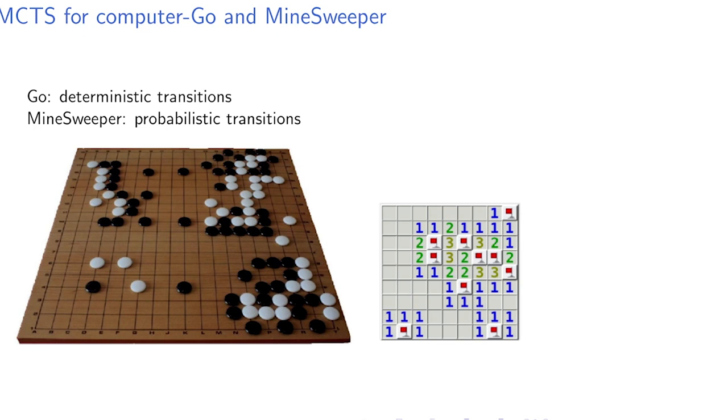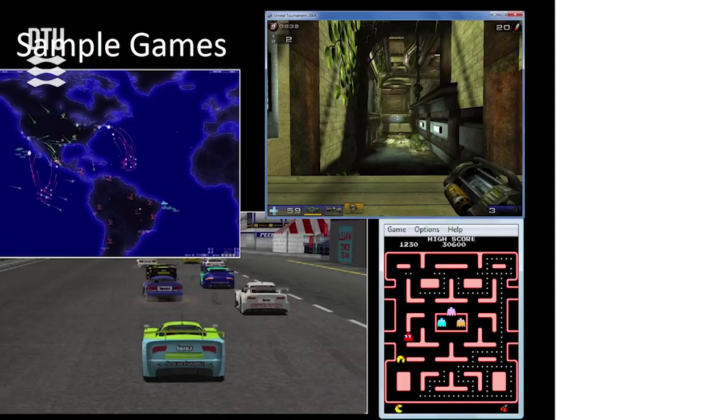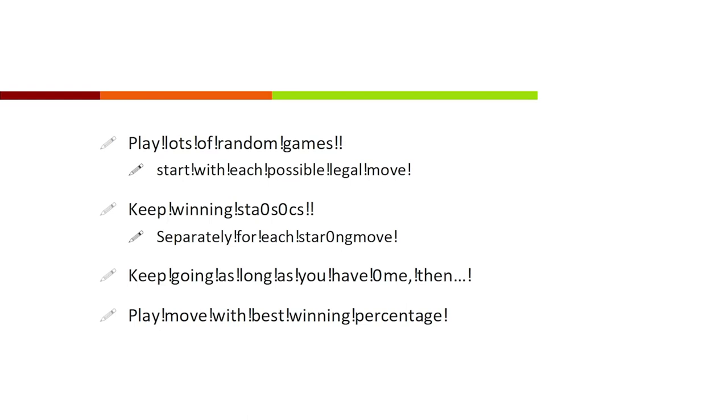Okay, and Go is deterministic but has a high branching factor. Minesweeper is probabilistic, but still the branching factor is small, so you can use it as well. And there are other games here, which I think you probably know. This is a version of Risk. This is some car racing. I think this is Doom, or Unreal, and this is Pac-Man, part of the Atari games.